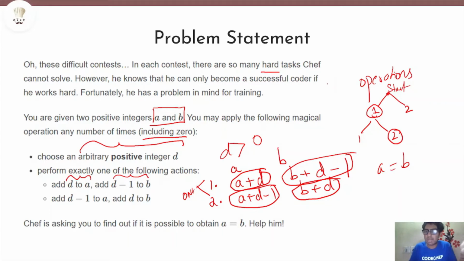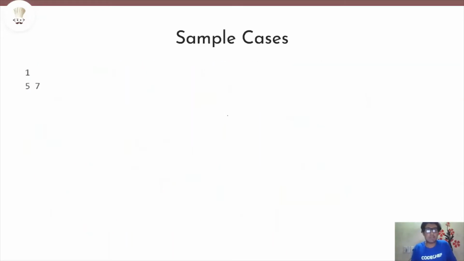So basically what I'm trying to say is that we can perform this operation any number of times including 0, and at each step you have two choices. That is, the operation can either be add d to a and d minus 1 to b, or add d minus 1 to a and d to b. This is all I wanted to reiterate. Let's go to the sample cases.